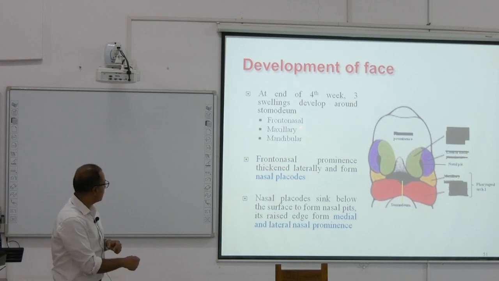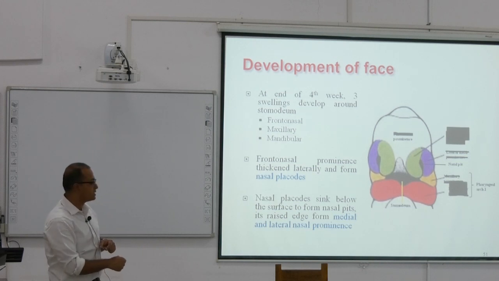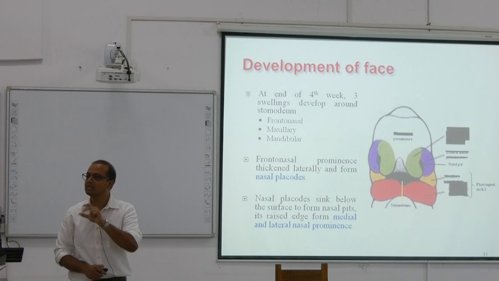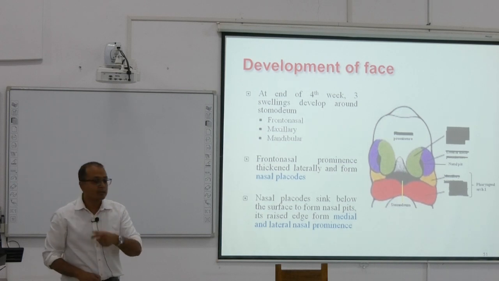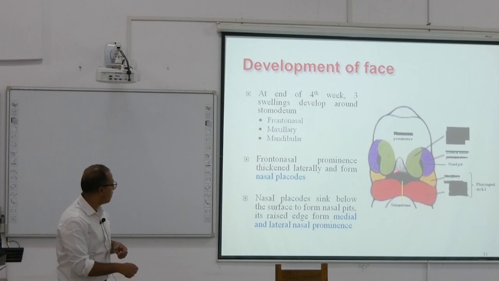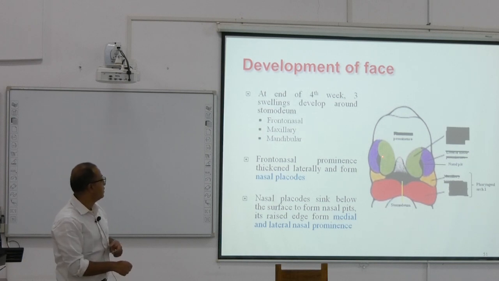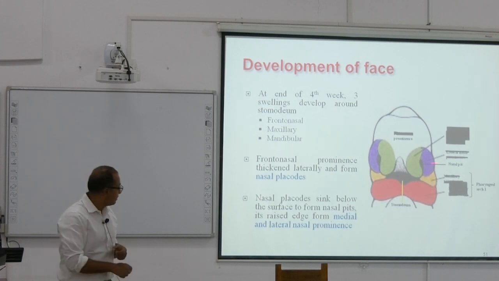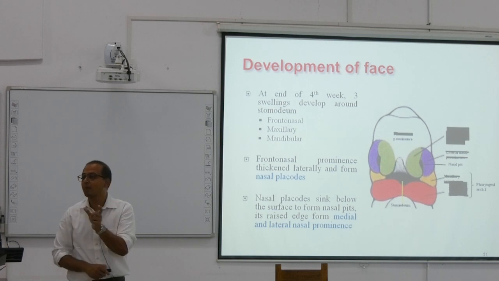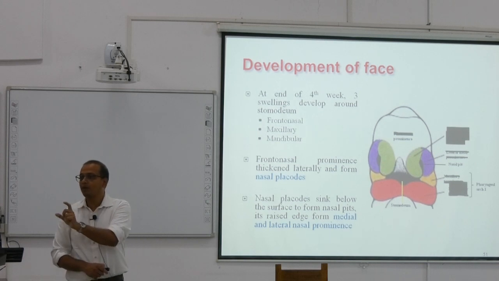So we take this frontonasal prominence. Within it, a bulge or disc appears. That disc we call the nasal placode. On that bulge, we have a depression, which we call the nasal pit. Having this nasal pit, the nasal placode is split into two segments, the medial half and the lateral half.